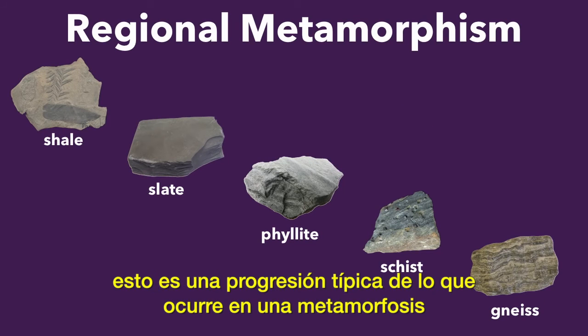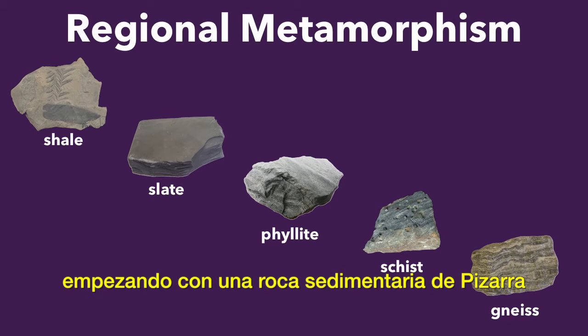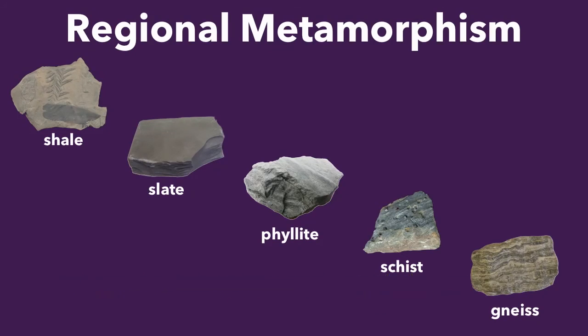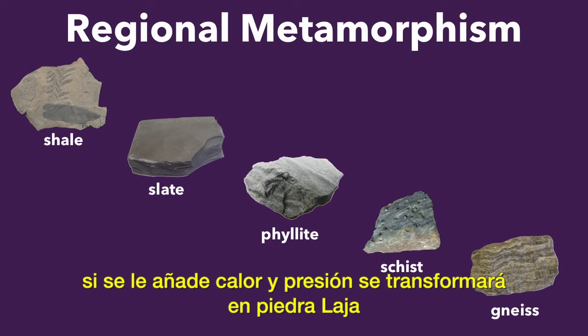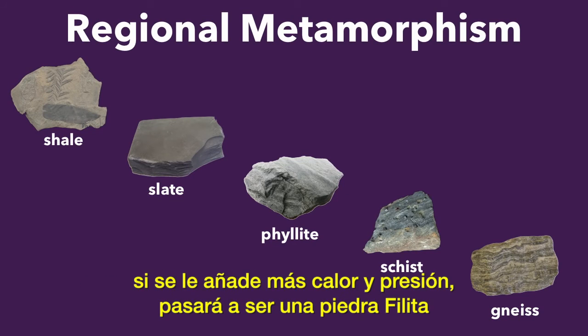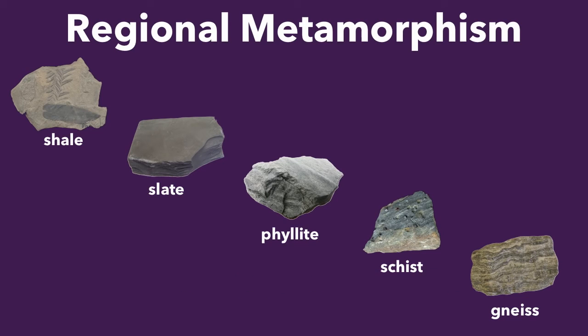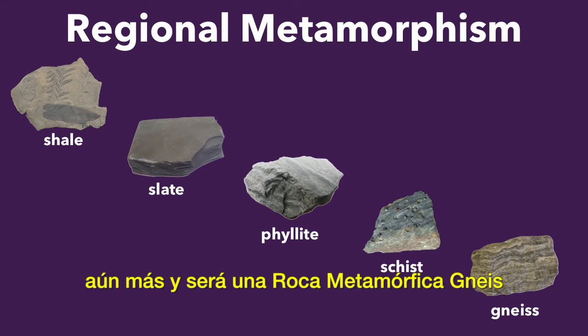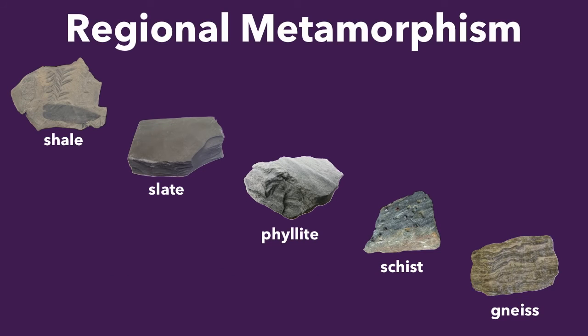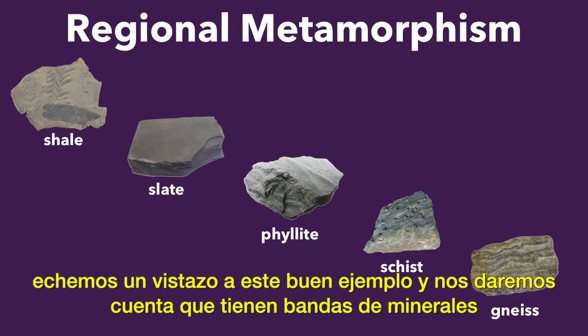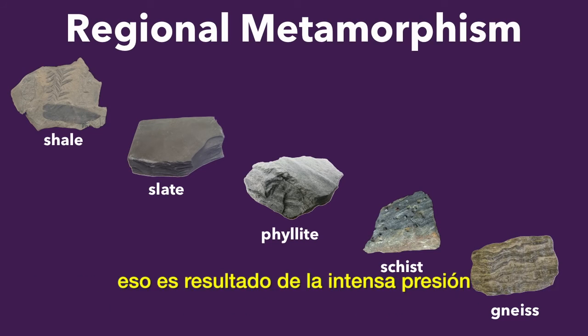This is a typical progression of metamorphism that occurs. Starting with the sedimentary rock shale, if you add heat and pressure, it will metamorphosize to slate. If you add more heat and pressure, it will become phyllite, more, and it will become schist, even more, and it will become the metamorphic rock gneiss. Take a look at that gneiss sample down there. You'll notice it has bands of minerals. That's a result of the intense pressure.